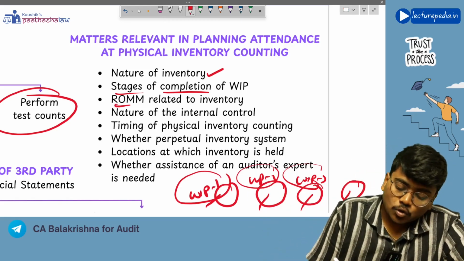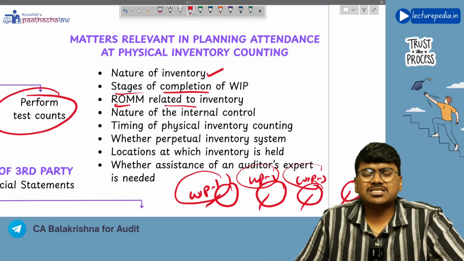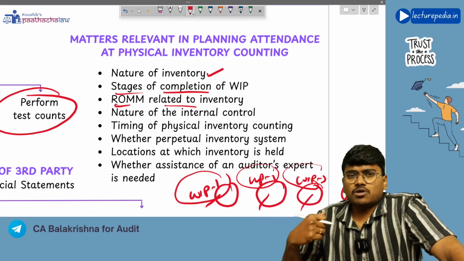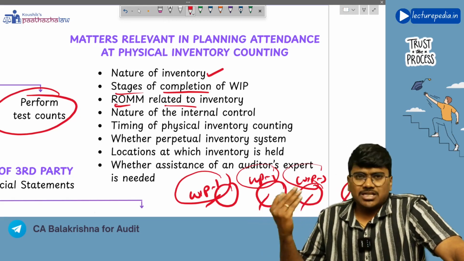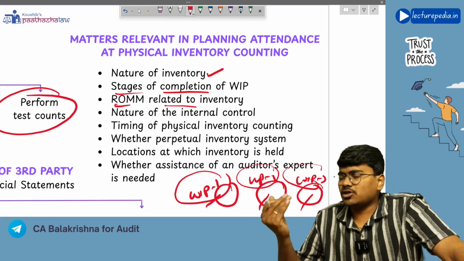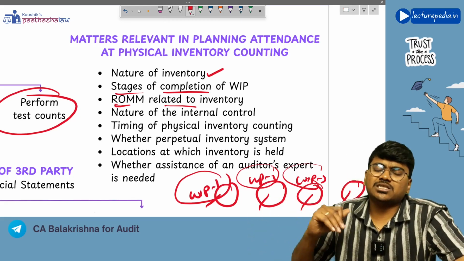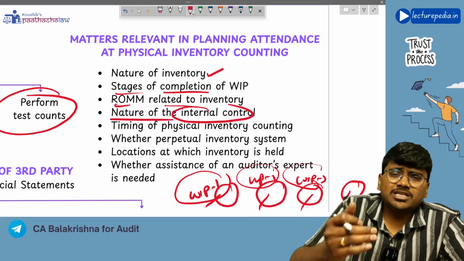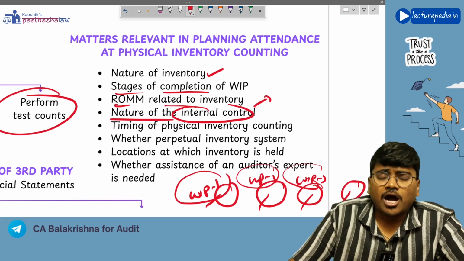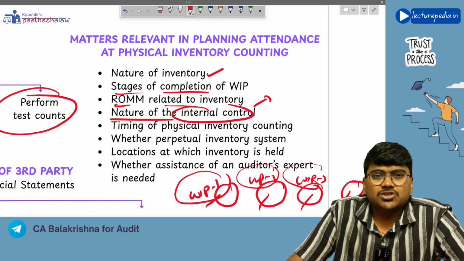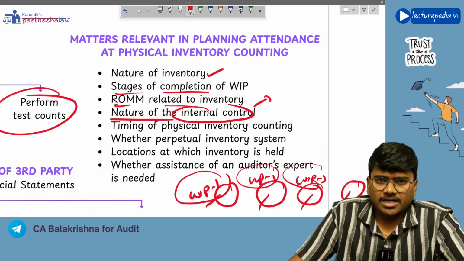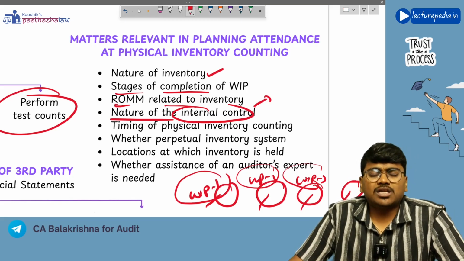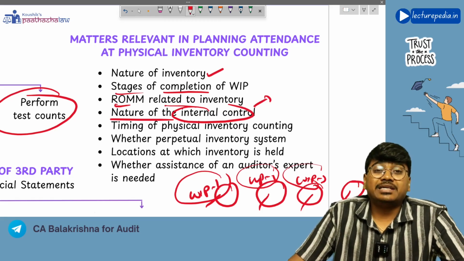Yes. Next, ROMM related to the inventory. You should also consider what is the risk of material misstatement of inventory, because based on the risk of material misstatement only you will design your audit procedures, correct or not? So for designing audit procedures on inventory, you need to consider the ROMM of the inventory. Next, nature of internal control, we have seen this also. Based on how the internal control is working, you will decide your audit procedures. If internal controls are working properly, your audit procedures will be less severe. If they are not working properly, your audit procedures will be detailed, correct or not?